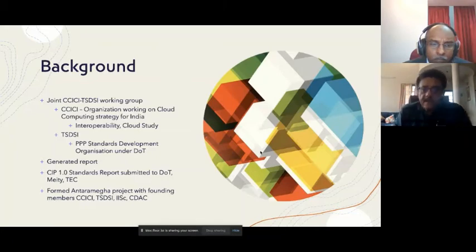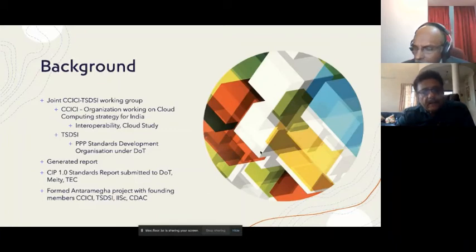The Cloud Computing Innovation Council of India, as has been mentioned, is an organization consisting of academics, industry, government, and so on, which is working on cloud computing strategies for India. Some of the things we've done, the interoperability effort, of course, is one of those. But there's also been a very interesting cloud study which talks about the way clouds are being used in India, what the inhibitors to cloud adoption are, and what customers in India are looking for when it comes to cloud computing. Because CCICI had a lot of expertise, we were invited by TSDSI to work together with them.